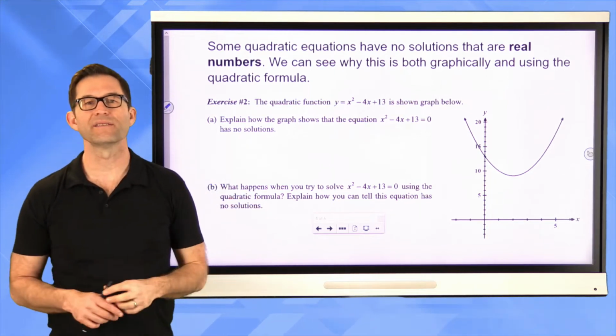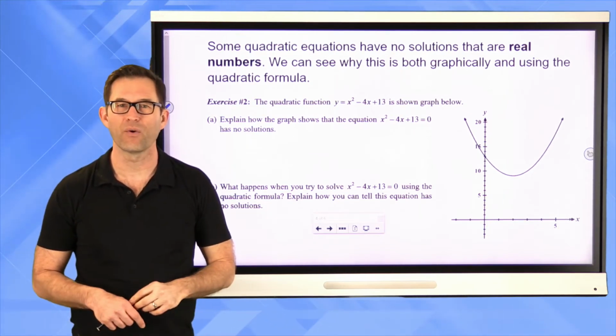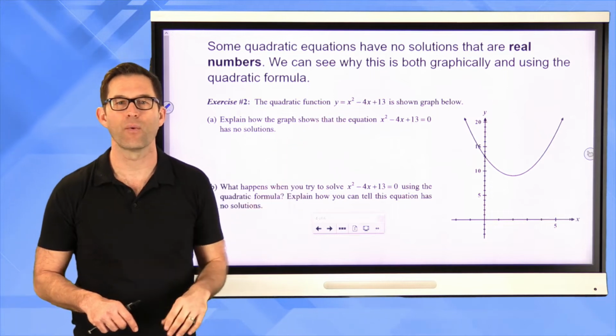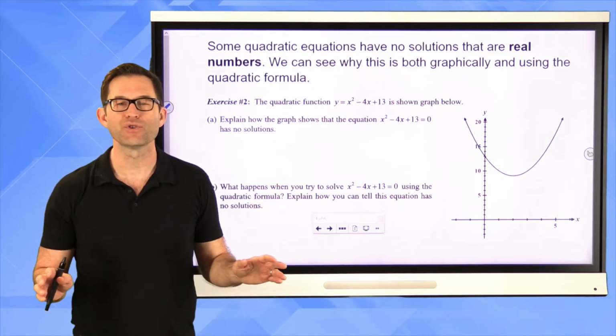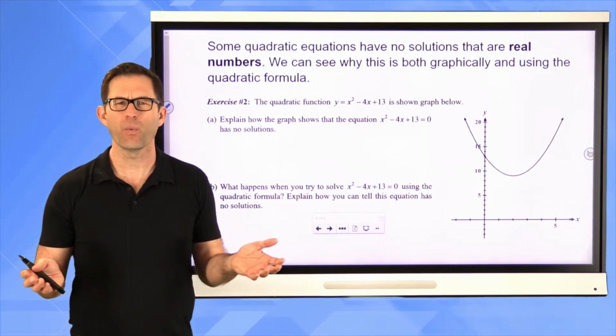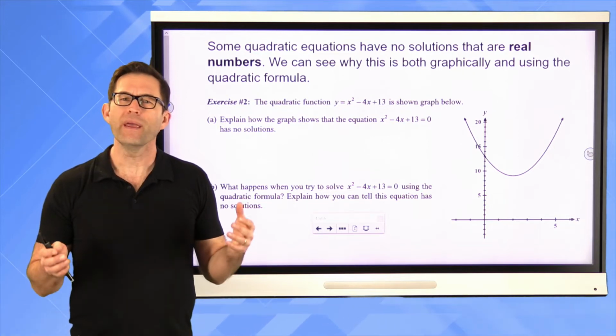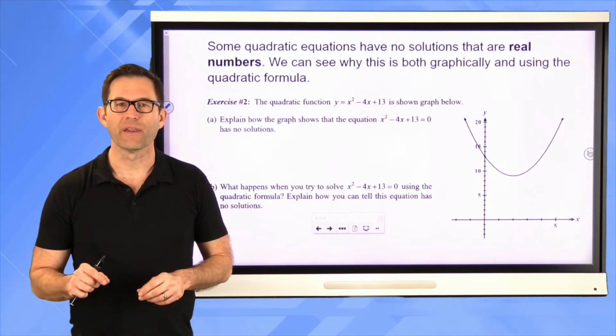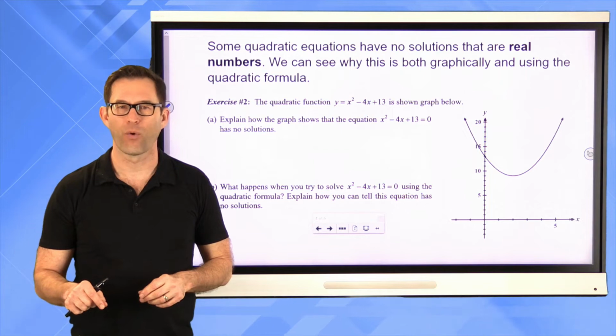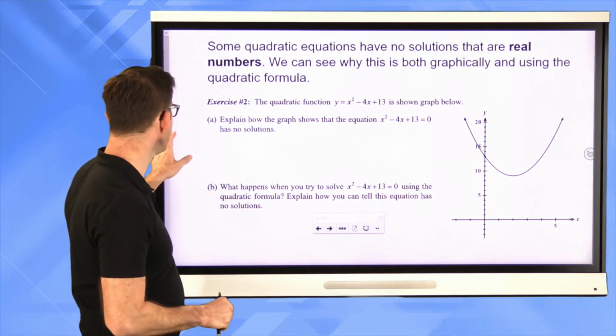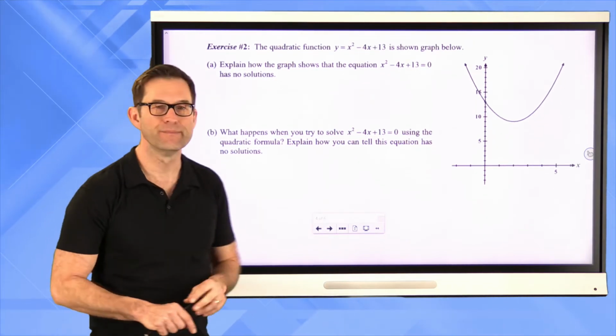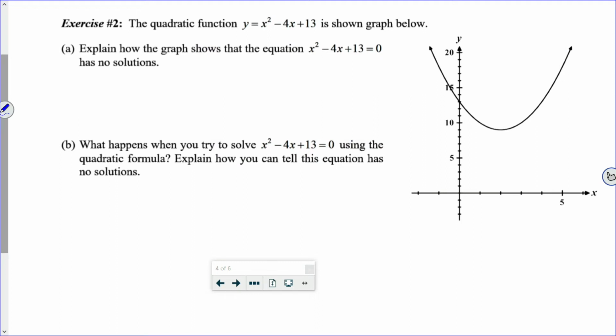Now, one of the last things that we want to explore with quadratic equations is that some quadratic equations have no solutions that are real numbers, which is weird, right? Now, we can see why this is both graphically and using the quadratic formula, all right? So let's take a look at exercise number 2. The quadratic function y equals x squared minus 4x plus 13 is shown graphed below, all right?